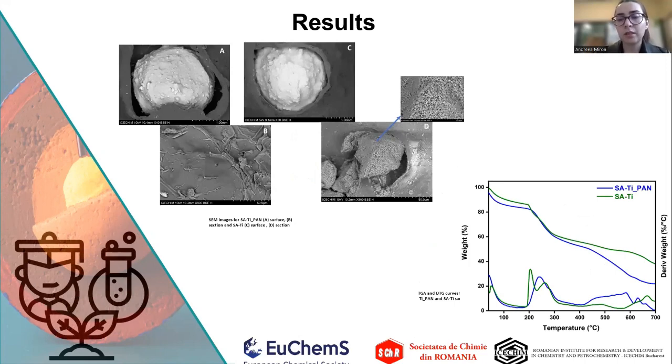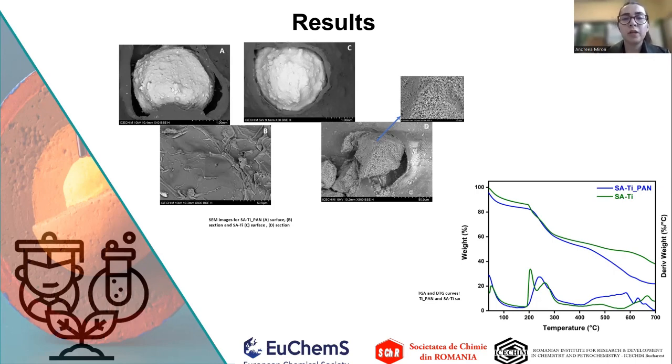The TGA results and DTG reveal data about the thermal stability of the sample. Of course, in the case of beads based on alginate and composite, we can see the characteristic degradation for the composite, for the polyacrylonitrile. And in the case of the beads based on alginate and titanium dioxide, we can see a higher stability because titania, being an inorganic material, is stable in this range of temperature.